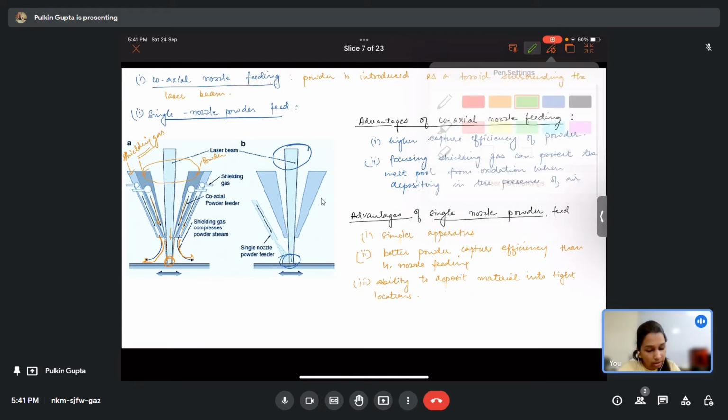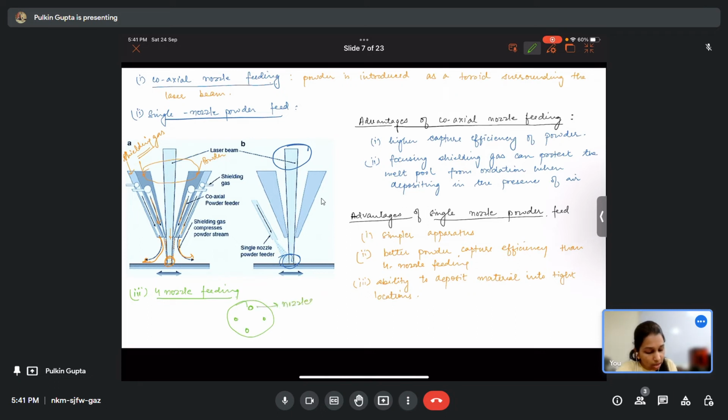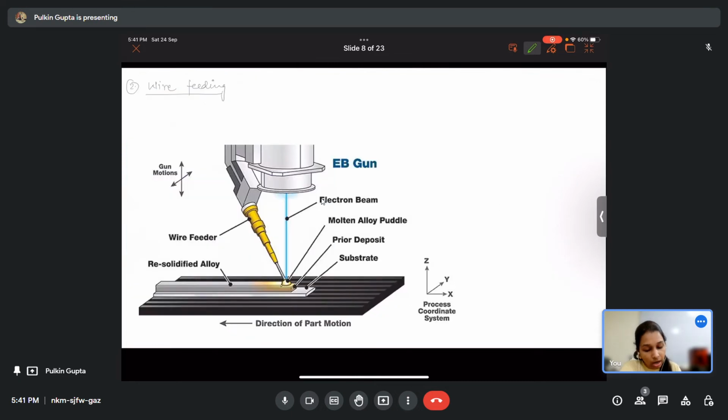Now you have another system which is four nozzle feeding. Here you have four separate nozzles which are equally spaced at 90 degrees. So this is your head, so these are your four different nozzles at 90 degrees, and they feed the powder to the system. Okay, and they are focused at the point of intersection of the melt pool.